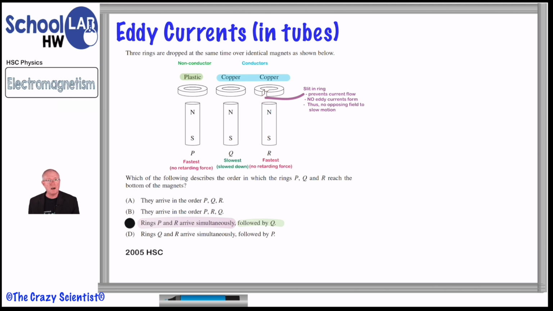What's going to happen with the cut? Well, the cut is going to stop eddy currents from forming, right? The current is not going to go around the ring because you're stopping it. You are placing an air gap there. So that means no eddy currents form, therefore no opposing field to slow the magnet down. So this one and this one will fall at the same rate. And then, of course, the middle one will be slower because eddy currents will form in the ring. That will cause a magnetic field to be induced around the ring to slow it down. And so these two will happen simultaneously. Q will be after, which is C. Okay, so that's that one.